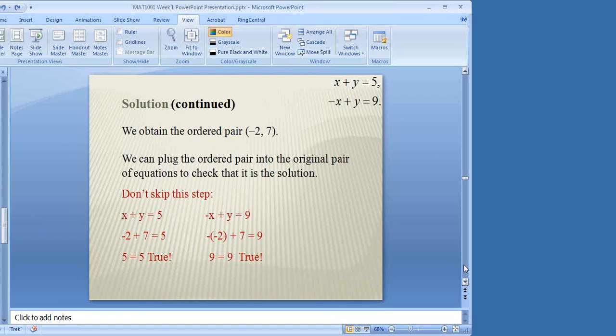And then again, the checking part is not the solution part. It's just a way to be sure that your answer is right. If I put negative 2 in place of x and 7 in place of y in each equation, I should get a true statement. If I don't, I just made a mistake, and that's okay. It just tells me I have to go back and fix it. But in this case, it does work out, and negative 2, 7 is correct.